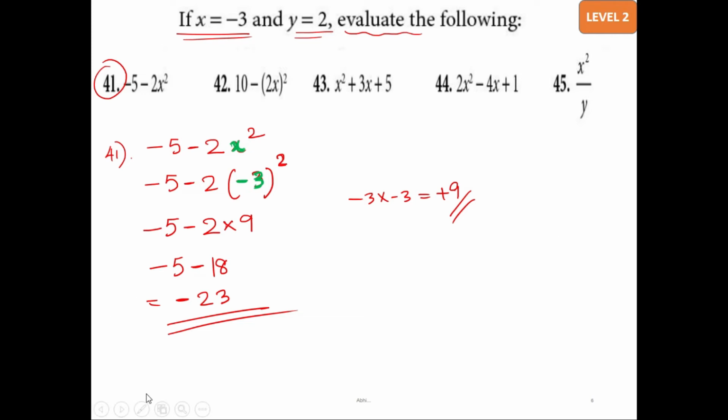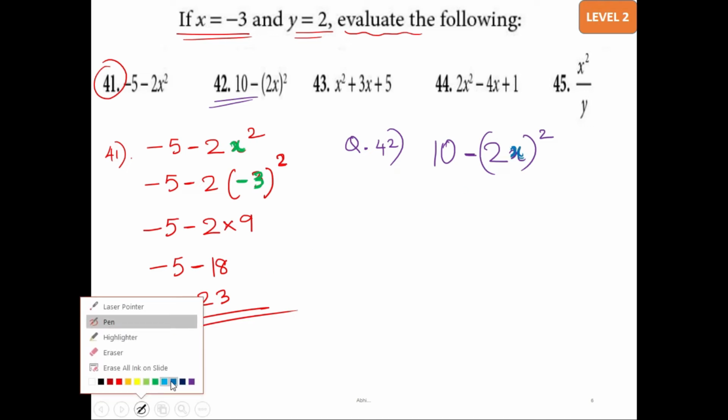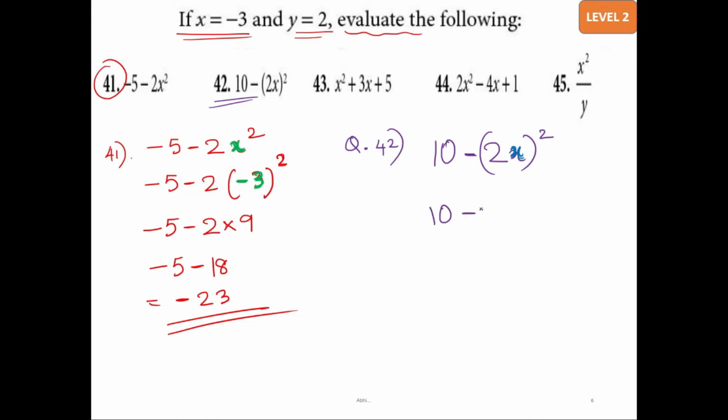Solving the next question. Let me take question 42. 10 minus 2x the whole squared. Now again, my variable here is x, so I'm supposed to replace x here. Let me do that. So 10 minus 2 is getting multiplied by, what is my x? My x is negative 3. So replacing x there with negative 3. Let me simplify it further.